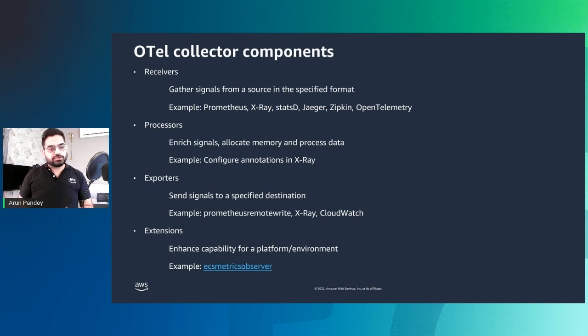Then there are different exporters, where you can send the telemetry data to different targets, like Prometheus or CloudWatch. For each target you have different exporters. And then we have different extensions. We have a health check extension, which gives you a health check endpoint that you can utilize to find out if the collector is working or not. And then we have the SigV4 extension, which is for authentication, which Siddharth will talk about.